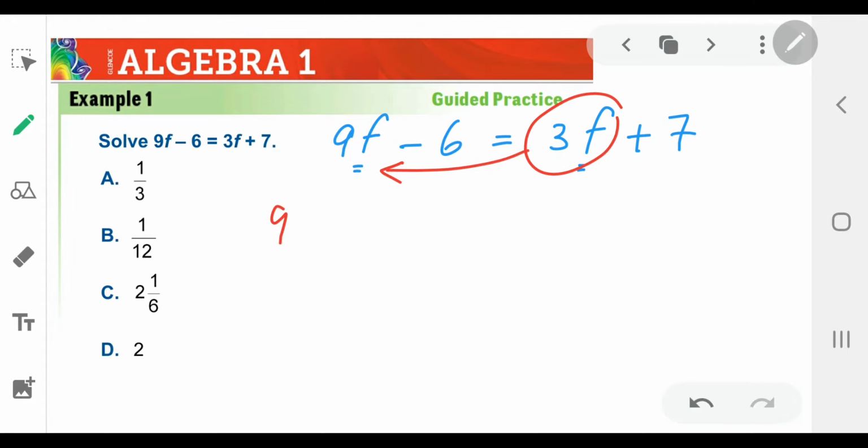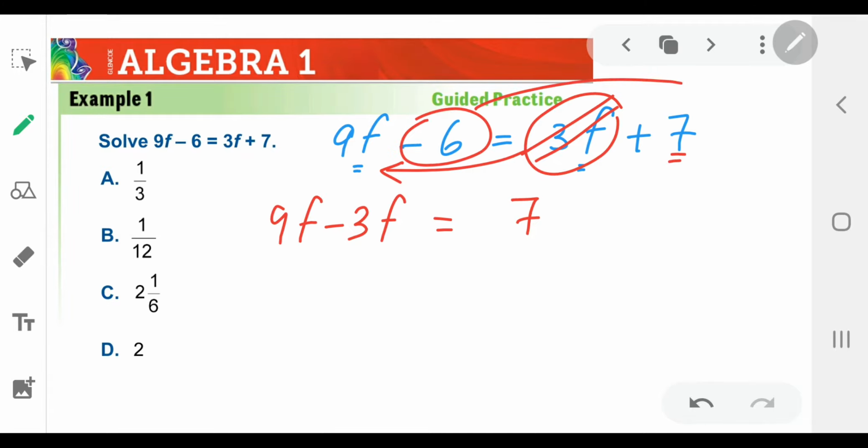I would leave the 9F as it is, and bring the 3F with the opposite sign, so it would be negative 3F. After taking the 3F from here, I still have the 7. I'm taking the negative 6 with the opposite sign. So again, in one step, I made all the variables on the left-hand side, and all the numbers on the other side. 9F minus 3F is 6F. 7 plus 6 is 13.